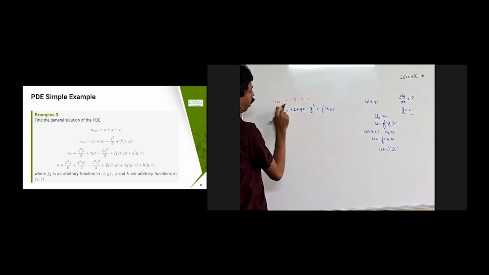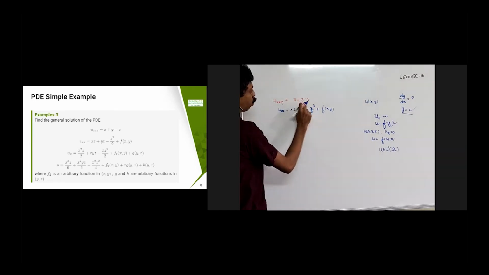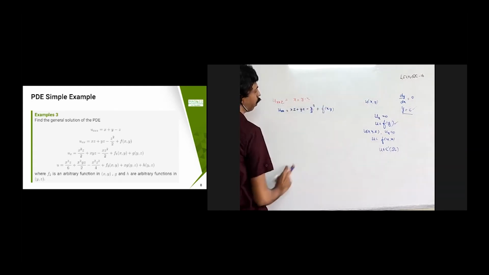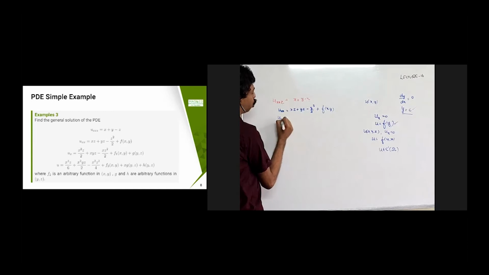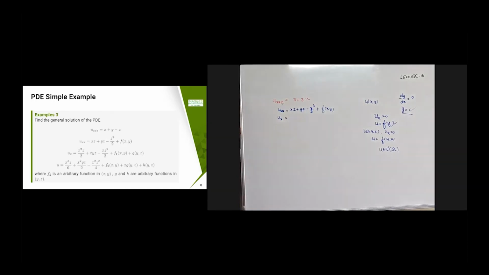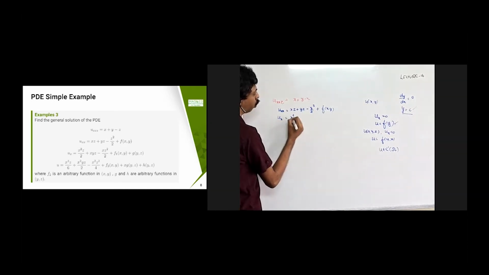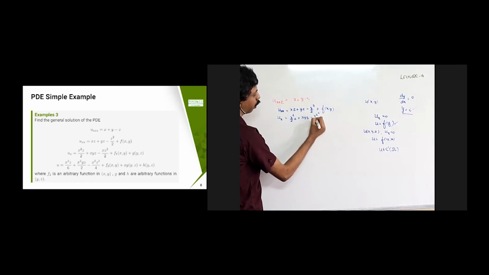Differentiate with respect to z, we are going to get x plus y minus z, and this is going to vanish. Now again, integration with respect to x. Therefore, you are going to get x square by 2 into z plus xyz minus xz square by 2.